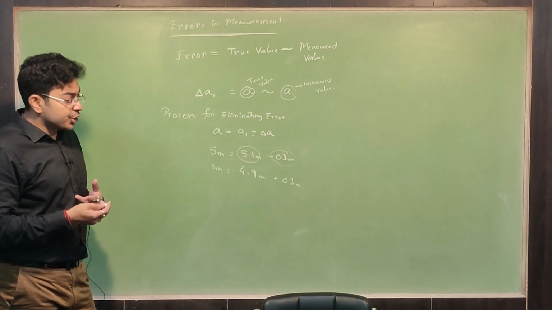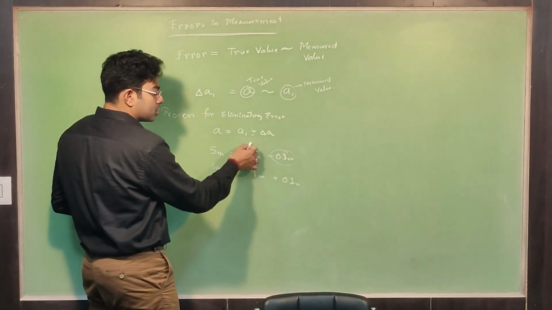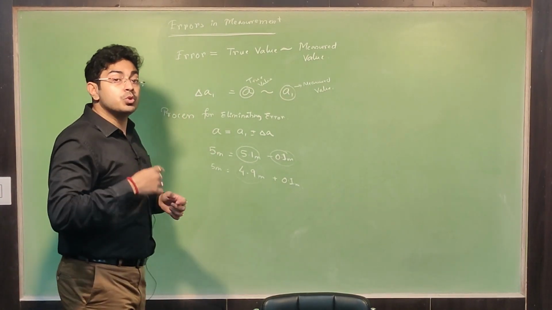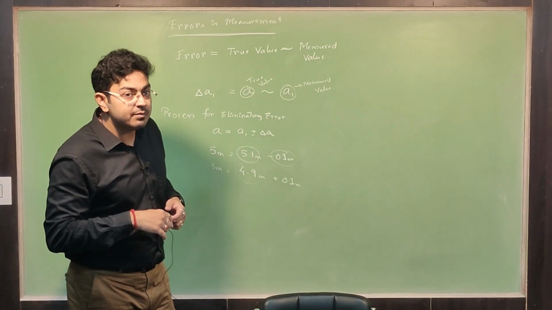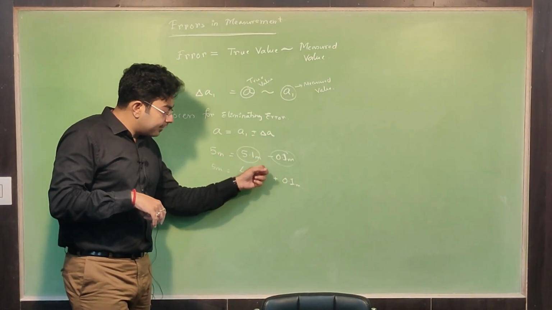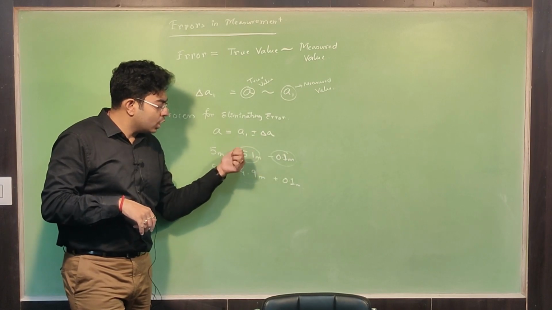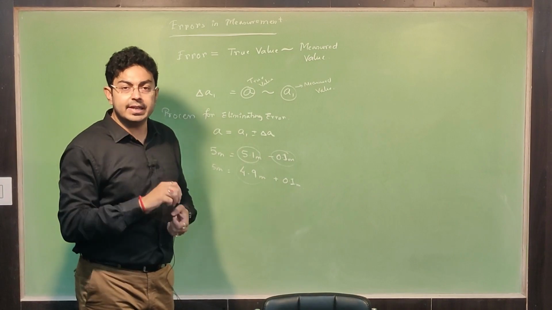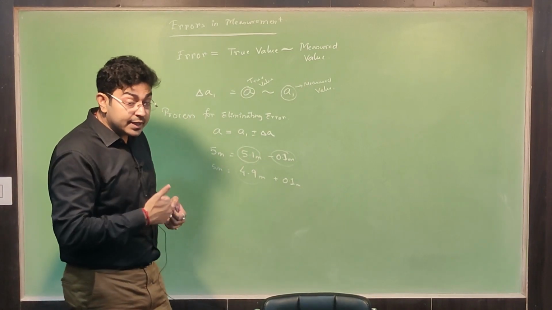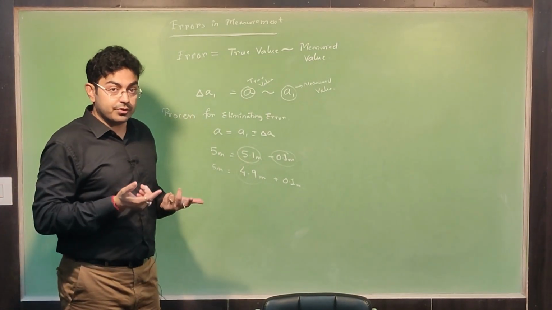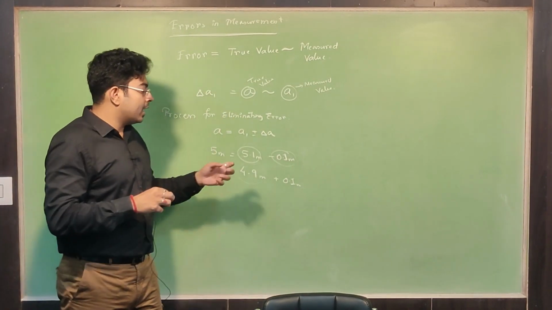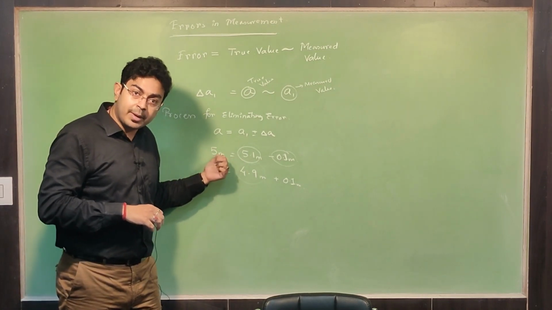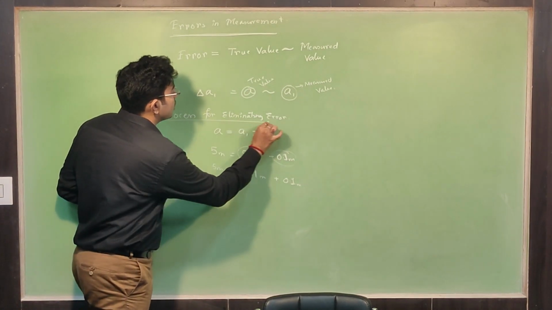So what we do in general, we take these measured values. After taking those measured values, we take a mean out of it. Mean value means average. Suppose you are taking one reading, another reading, another reading. In this way, you are taking 5 readings or 6 readings. After taking the mean, the measured value moves closer to the true value. So this is the general process of eliminating error.